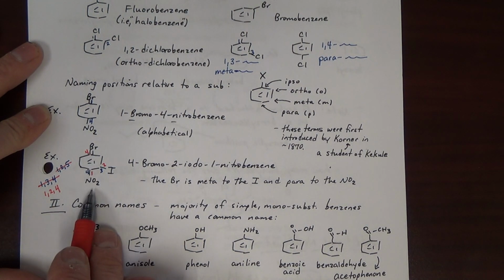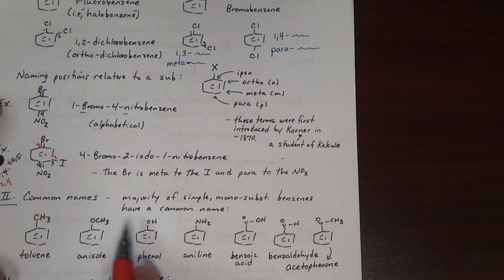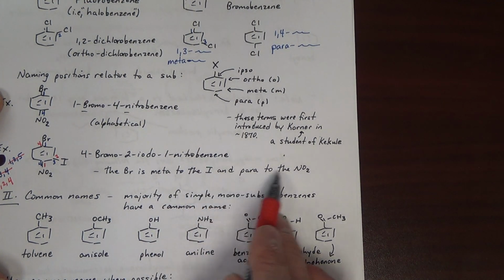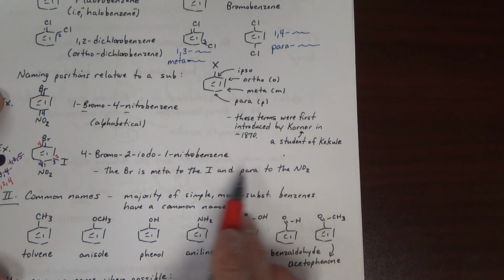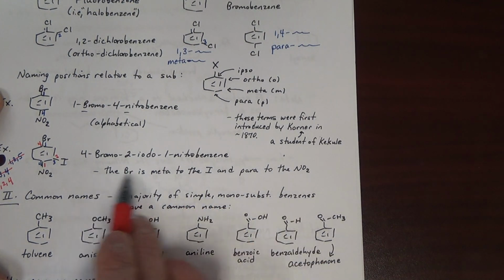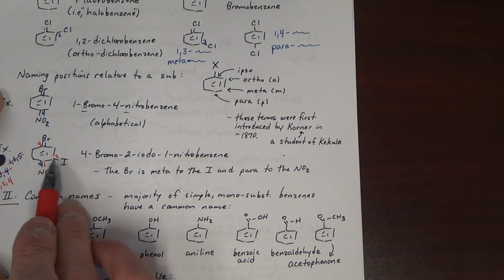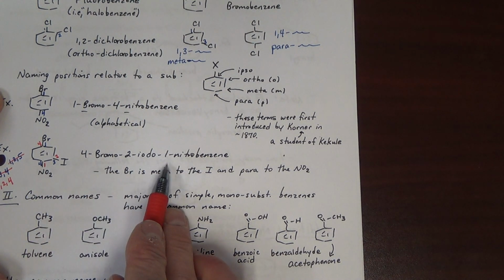Yes, the bromine and nitro group are para. Yes, the bromine is meta to the iodine and para to the nitro group. So you can use the terminology to sort of discuss your compound, but we can't use that terminology in this name since we have more than 2 substituents.